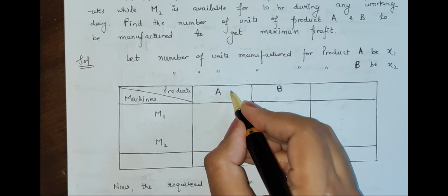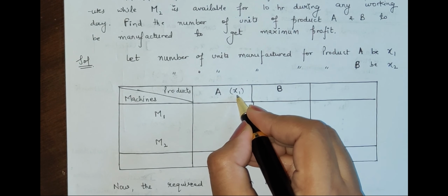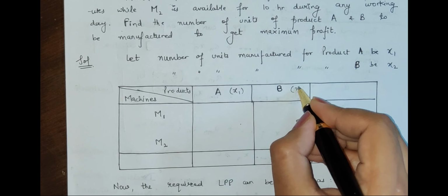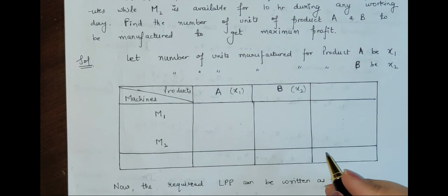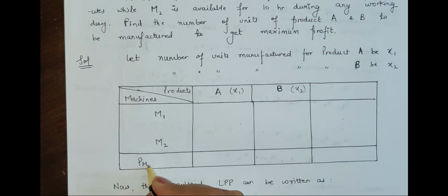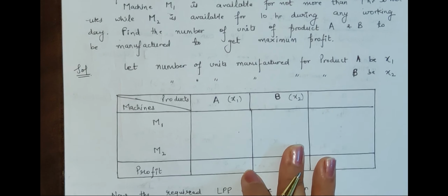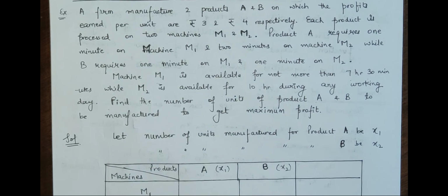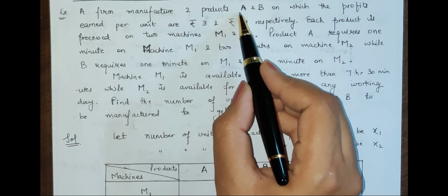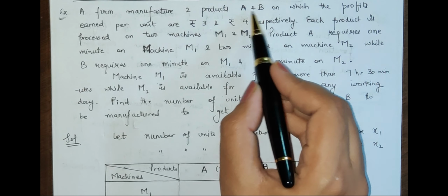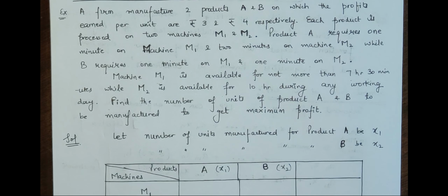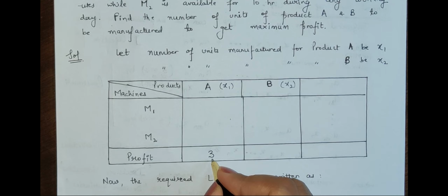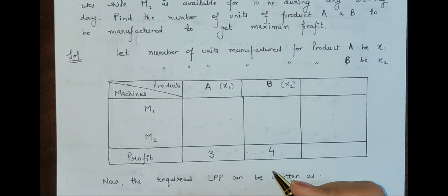And now we assume that the number of units produced for product A is x1, and the number of units produced for product B is x2. Now we jot down the information, and the last information which was provided was profit: how much profit is earned by selling each product. So let us come to the problem again. We saw that a firm manufactured two products A and B on which the profit earned is 3 and 4. So the profit earned on product A is 3 and the profit earned on product B is 4 rupees.